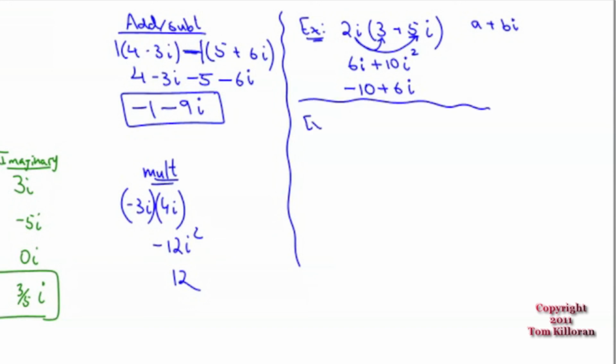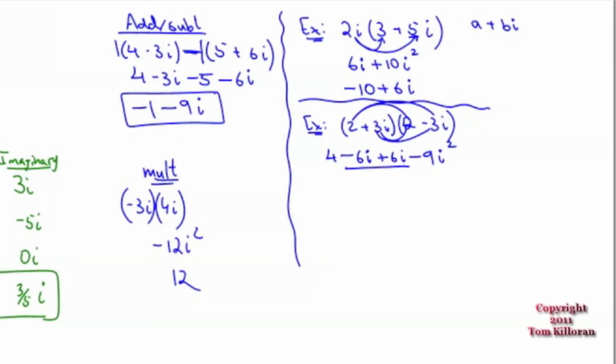How about 2 plus 3i times 2 minus 3i? What would you do here? FOIL, or distribute again. 2 times 2? 4. 2 times negative 3i? Negative 6i. 3i times 2? 6i. And 3i times negative 3i? Negative 9i squared.